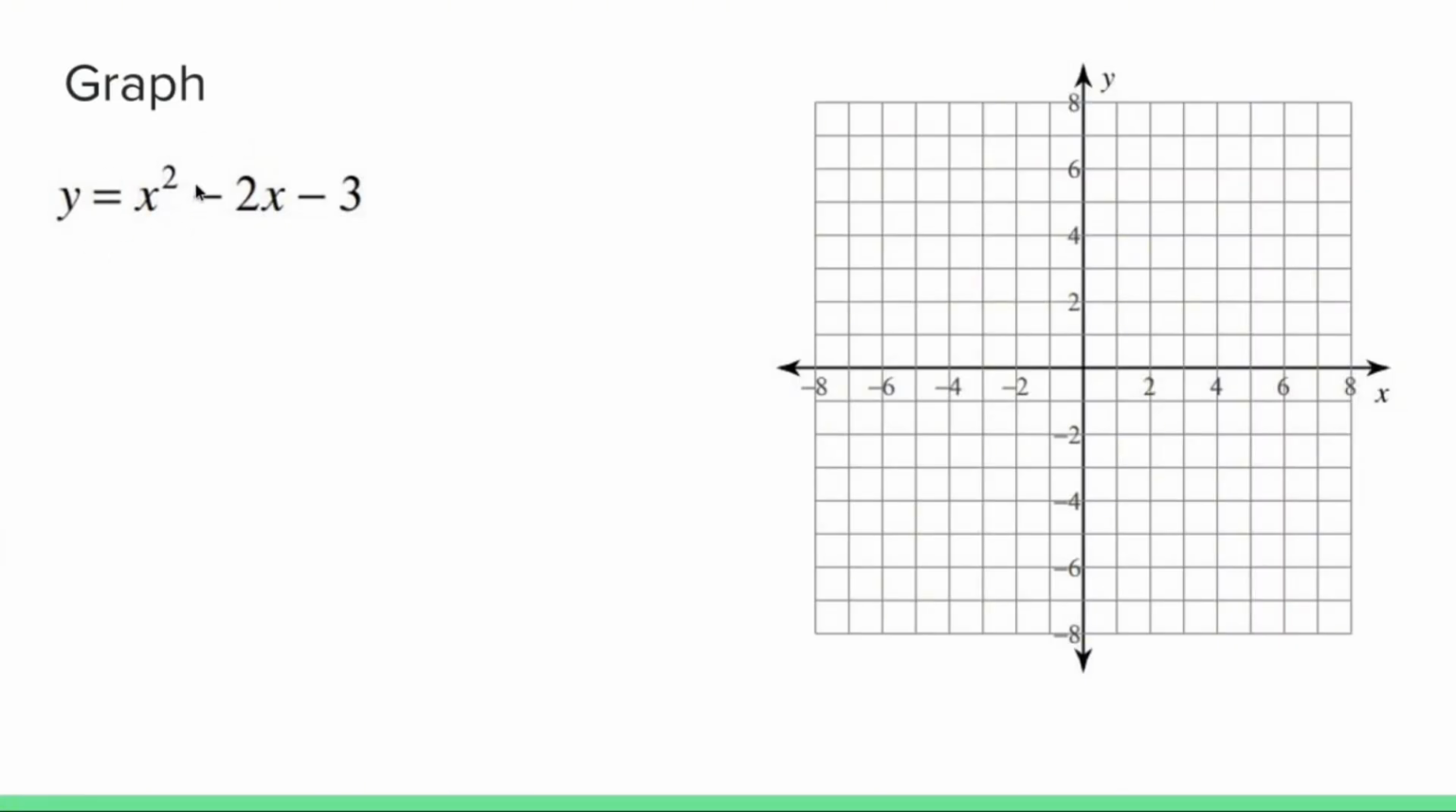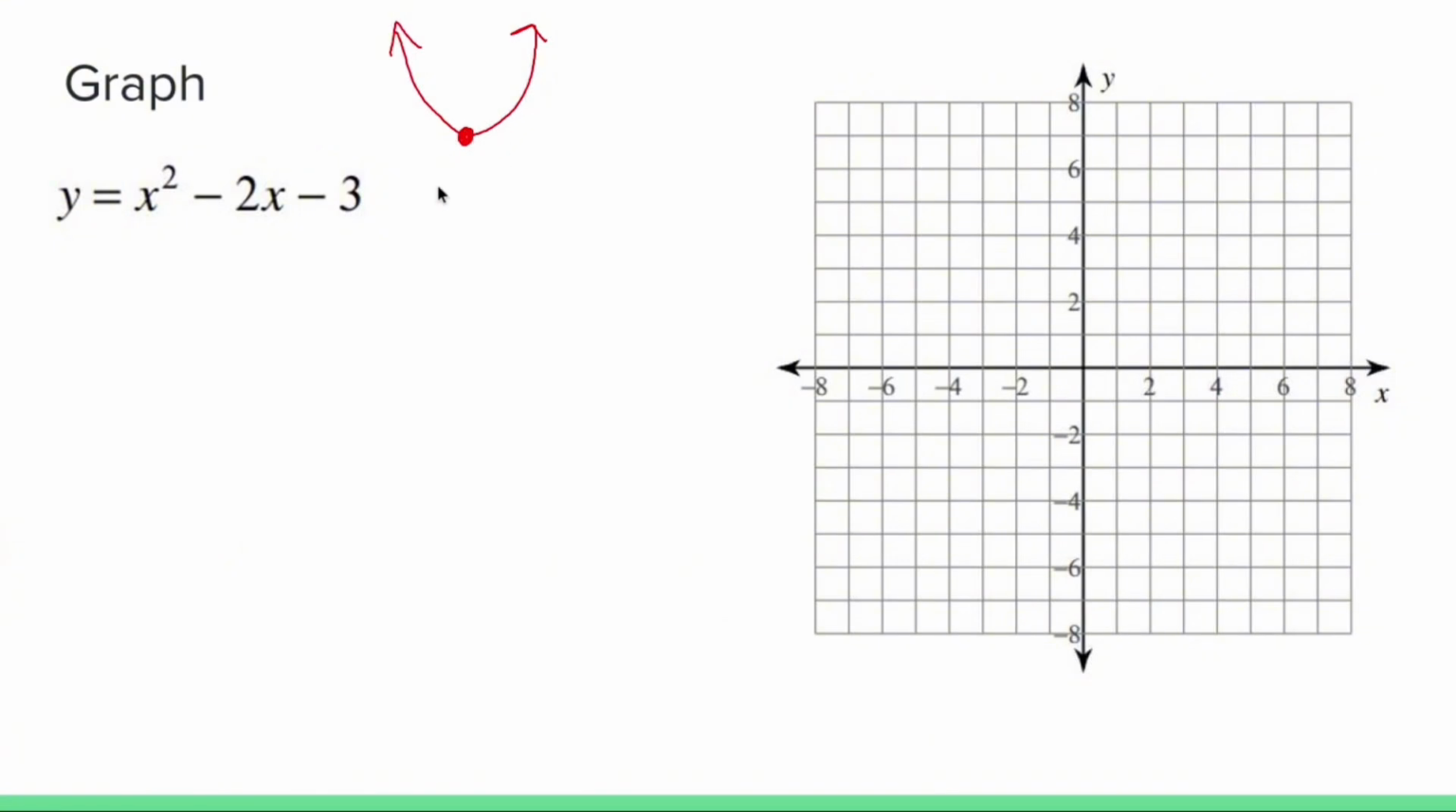Graph y equals x squared minus 2x minus 3. This is a quadratic. And a quadratic, when graphed, is going to be a parabola. Looks a little something like this. Now, it could be the upside down version, but I know it's the right side up version because the leading coefficient is positive. Now, this is what I know about parabolas when graphed. If I can find out what the vertex is, the left side and the right side behave exactly the same. So that's how I'm going to handle this problem.